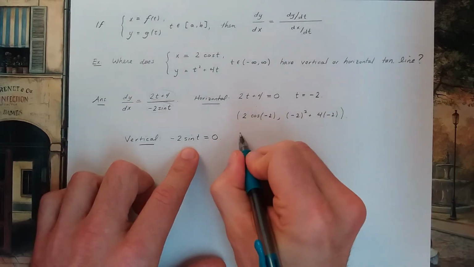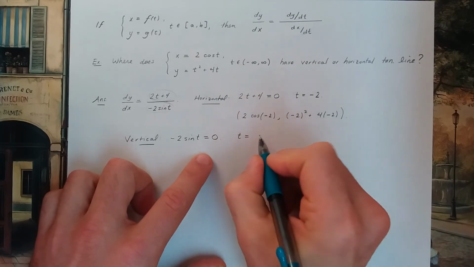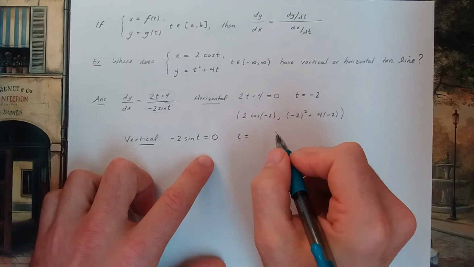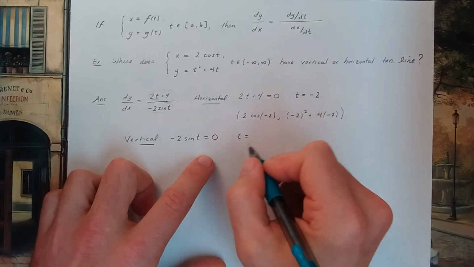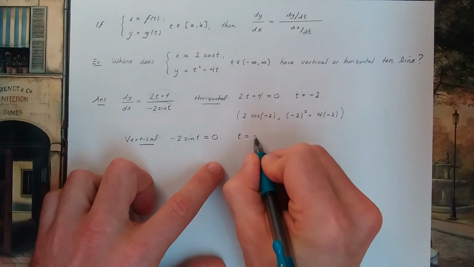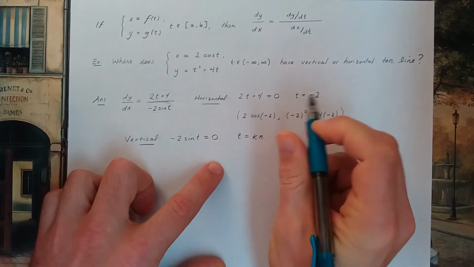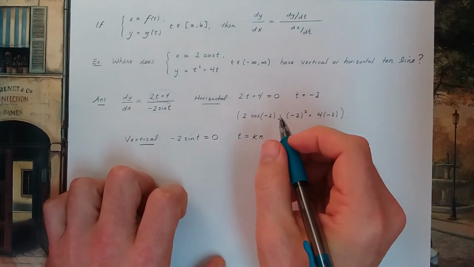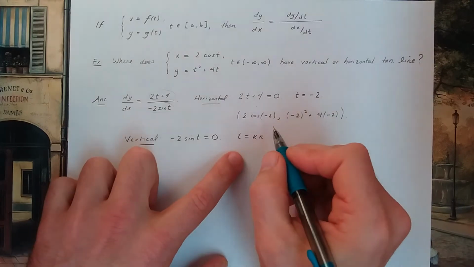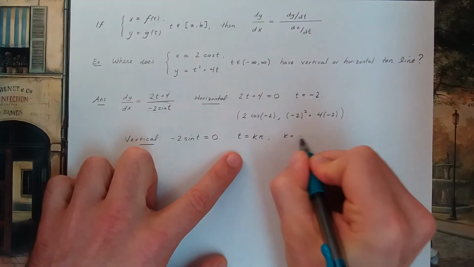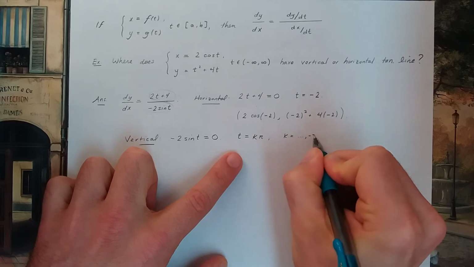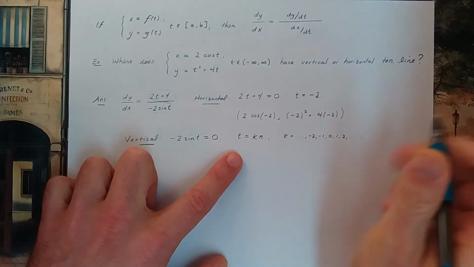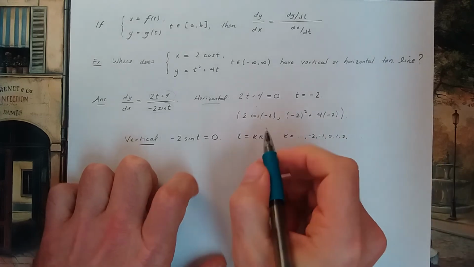Solving this equation, sine of 0 is 0, sine of pi is 0, sine of 2 pi is 0. So actually, I get t equals k pi, where k can be a whole number, like negative 2, negative 1, 0, 1, 2, and so on. So those are the t values.